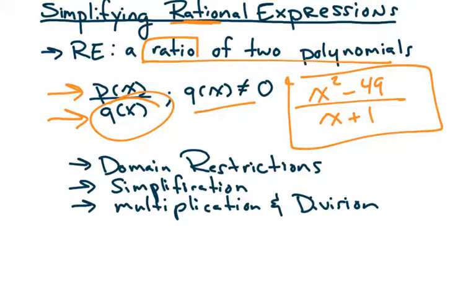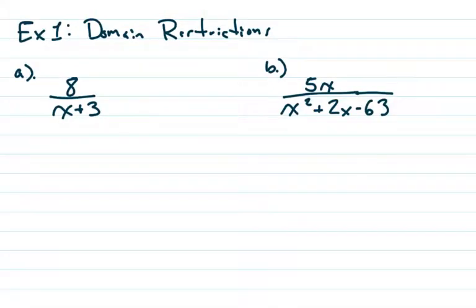So, now that you know what one is, let's talk about the domain restrictions. Here I said that q of x cannot equal 0. That'll give you that dreaded division by 0 issue. So let's talk about it. I have two examples here. Example A is 8 over x plus 3. Now this is a pretty simple example. You might just automatically know that negative 3 is going to give us a 0 on the bottom. But I want to do it very formally and then show you two different ways to display the domain restriction.